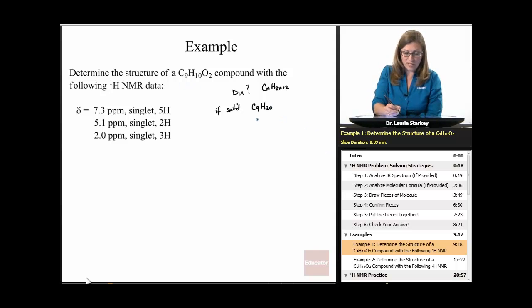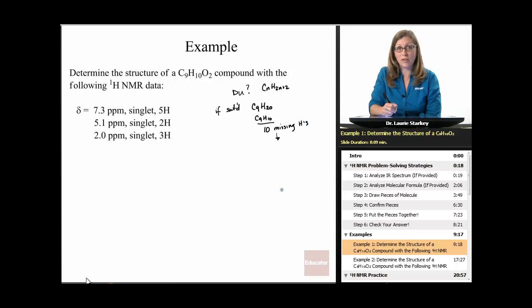What do we have? We have C9H10. Okay, so what do we have? We have 10 missing hydrogens, and every 2 missing hydrogens is a degree of unsaturation, or a site of unsaturation. So we have 5 DU. So our formula, when we're done, has to account for all 5 of those.